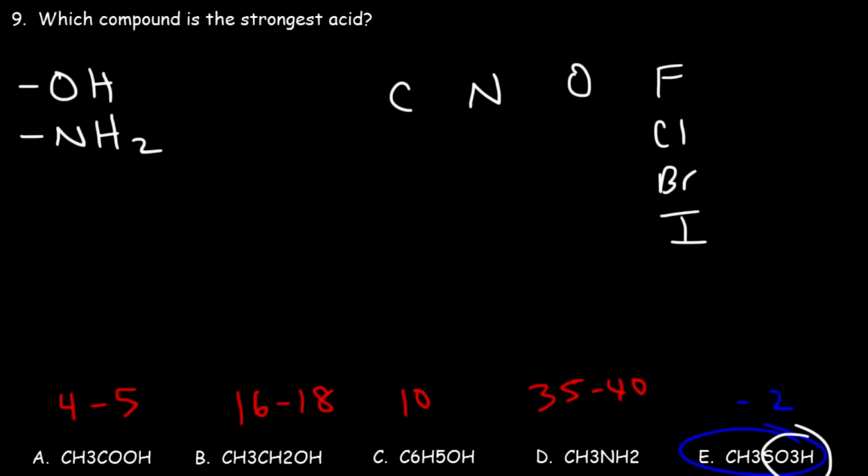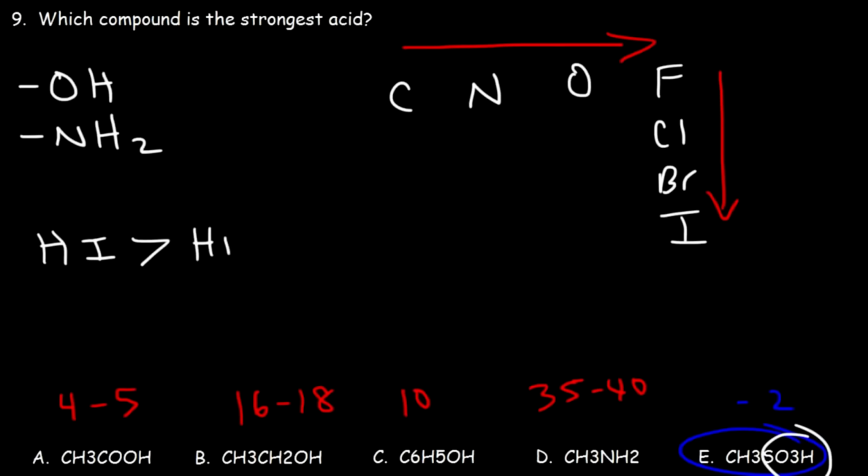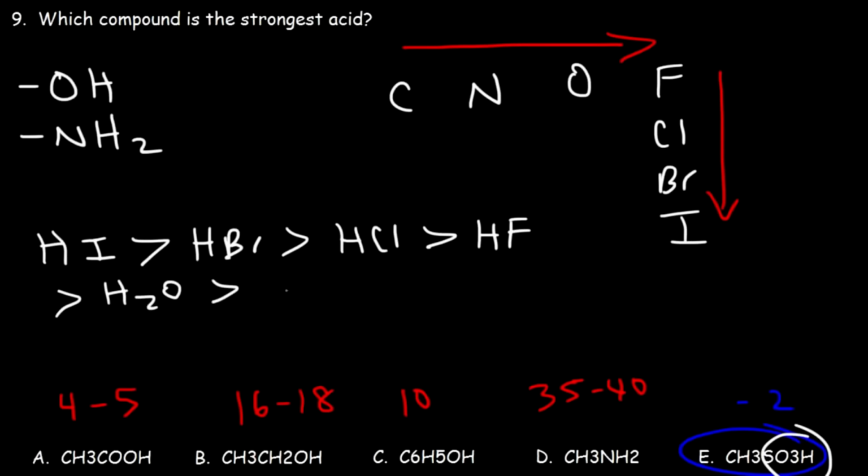Acid strength increases as you go to the right due to increase in electronegativity, and as you go down due to increase in size. So what this means is that HI is more acidic than HBr, which is more acidic than HCl, and that's more acidic than HF. HF is more acidic than water, and water is more acidic than NH3, which is more acidic than CH4.